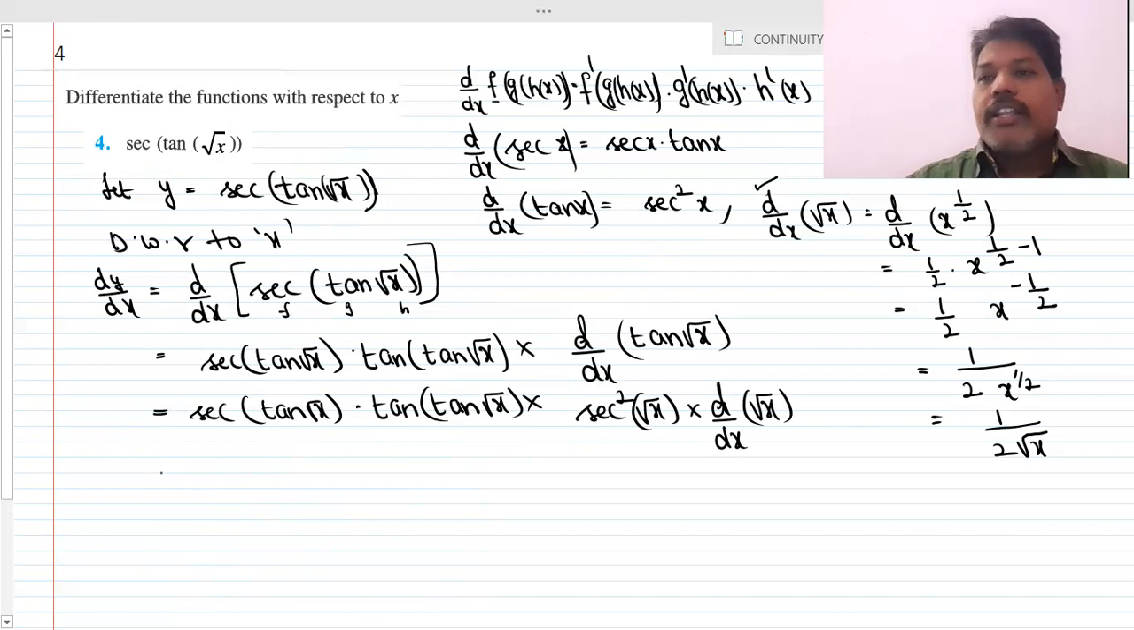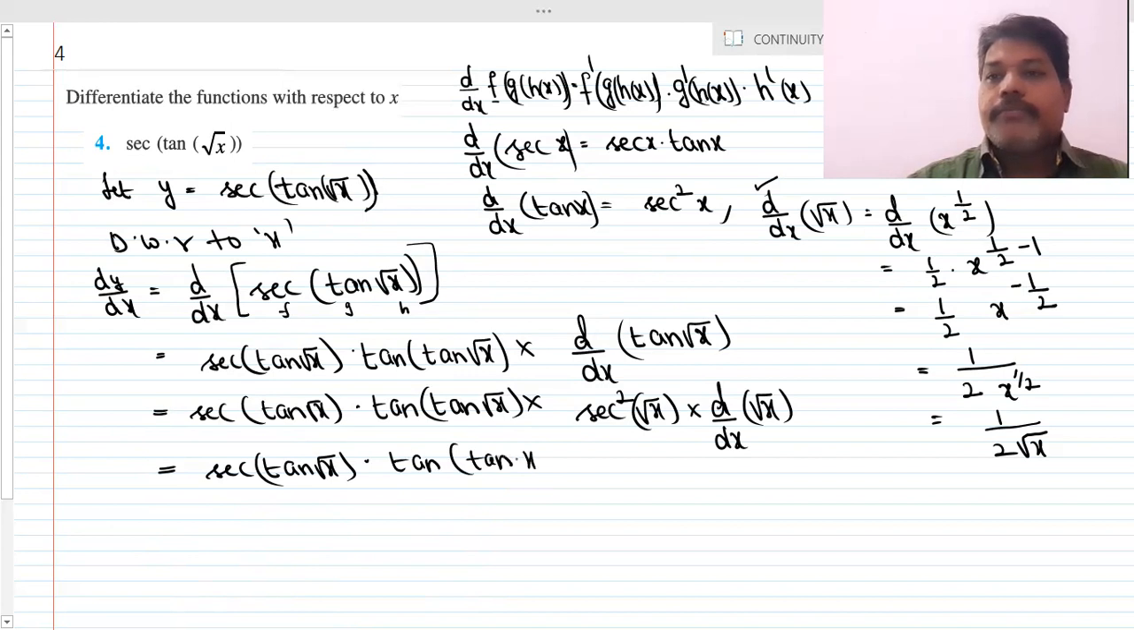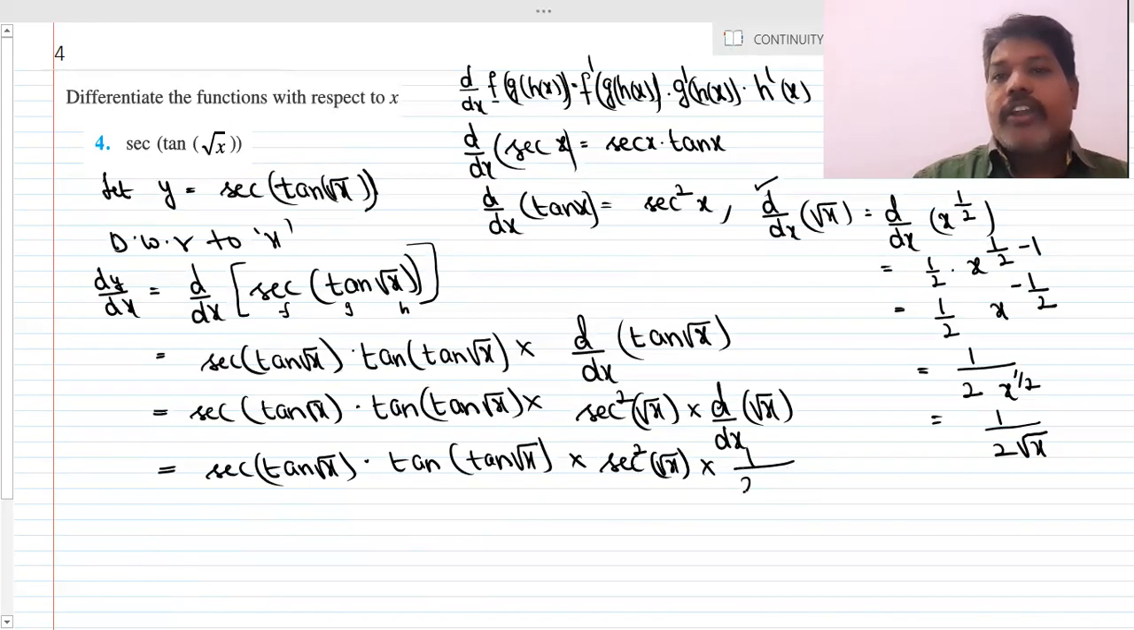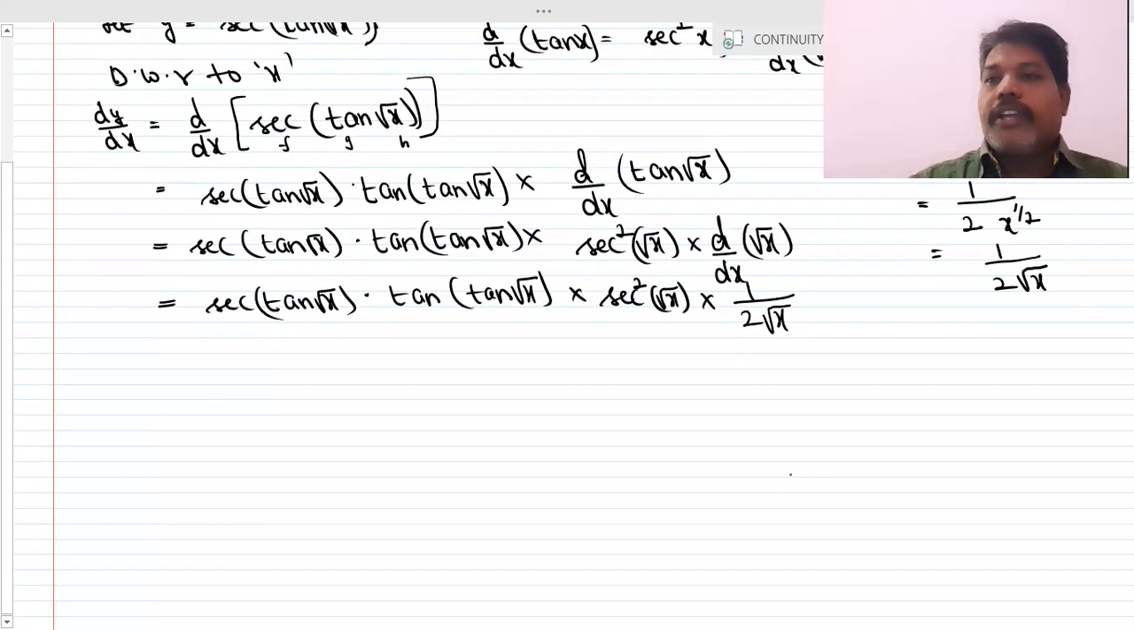So here what you will get is a secant of tan of root x, into tan of tan root x, into secant square of root x, into the derivative of root x. What is the derivative of root x? The derivative of root x is nothing but 1 by 2 root x.